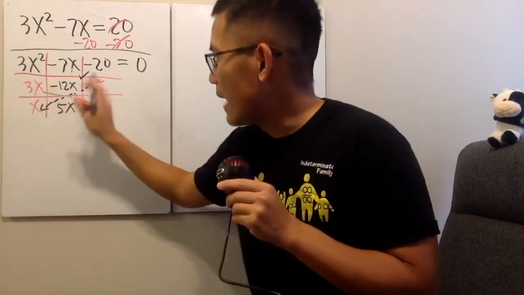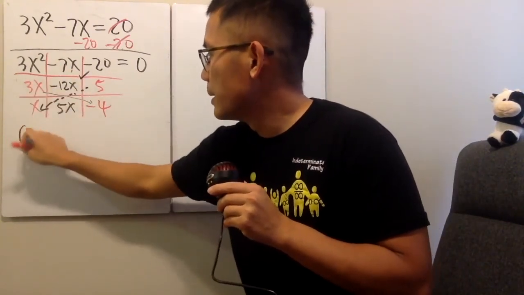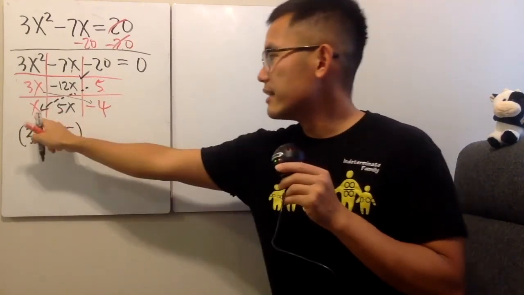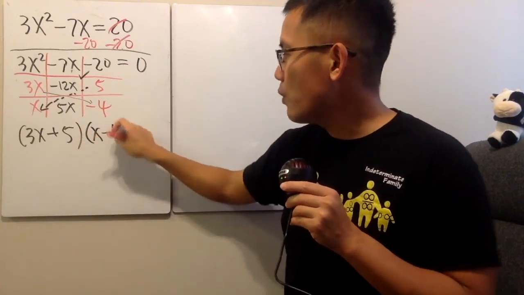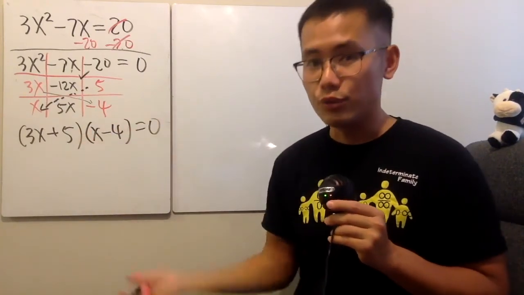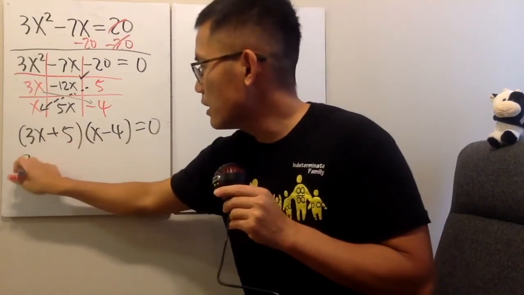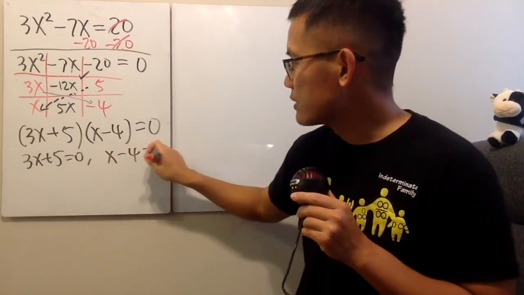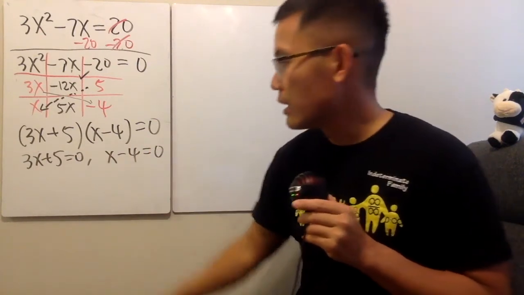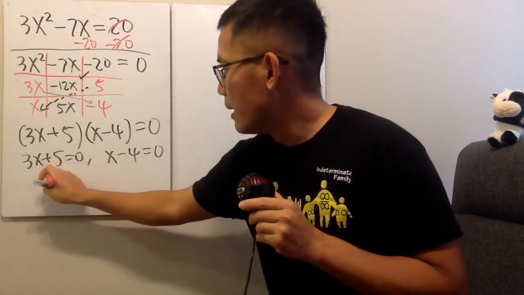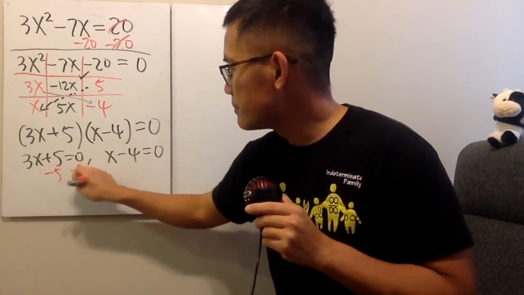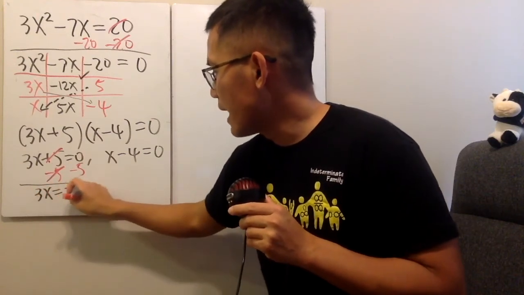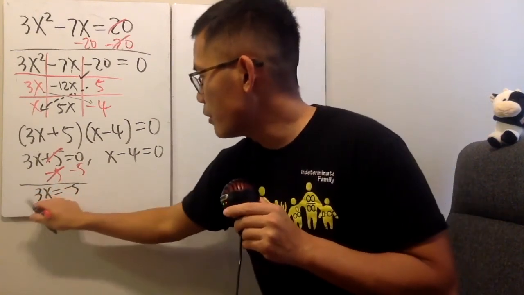So the factor for this is 3x plus 5, because that was a positive 5. And then the next one is x minus 4 is equal to 0. And to finish this, we'll just make the first factor 3x plus 5 to be 0. And then the other one, x minus 4, that should also be 0. And of course, to finish that, minus 5 on both sides. And we get 3x is equal to negative 5. And then of course, we can just divide both sides by 3.